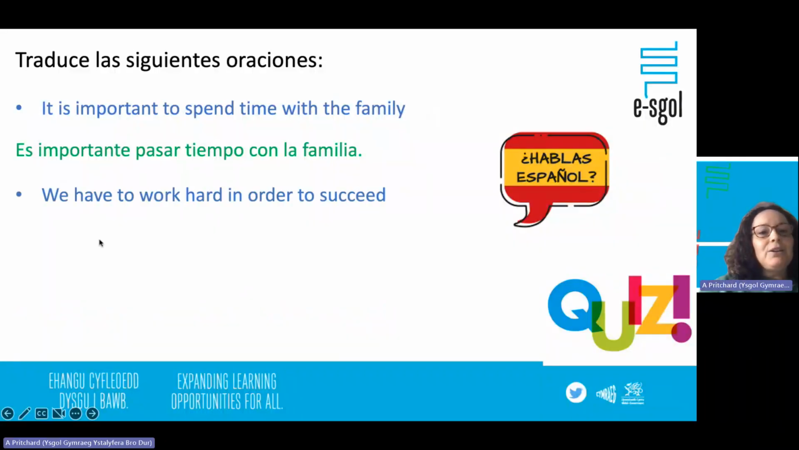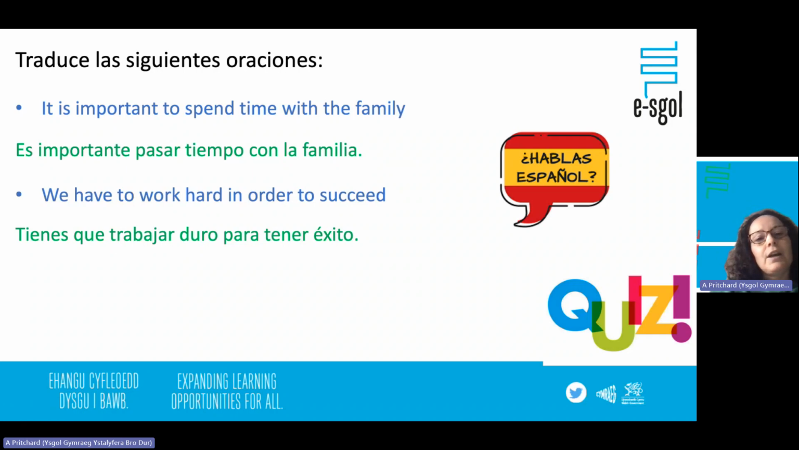The second example, we have to work hard in order to succeed. So again, you can pause, and the answer is, tienes que trabajar duro para tener éxito. Instead of tienes que, we could have used hay que or debes que. There are lots of different ways of saying it. They're all pretty similar, with very similar meanings. And then trabajar is to work, duro, para is to, and tener éxito is to have success, to succeed.